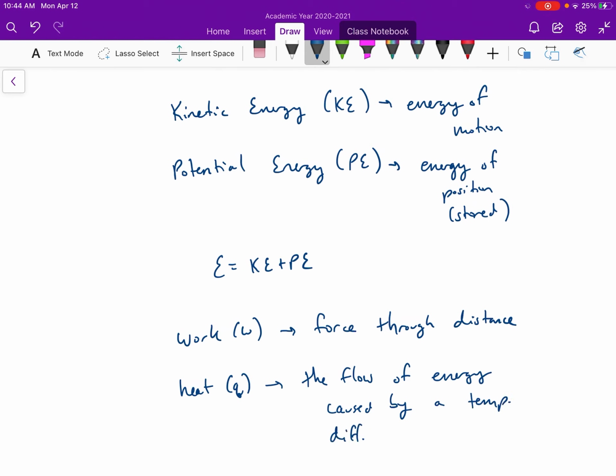Okay? So if you have two objects that are different temperatures, heat will always flow from hot to cold until those temperatures even out. Okay? This is why when you have a lot of people in one room, the room gets really hot.